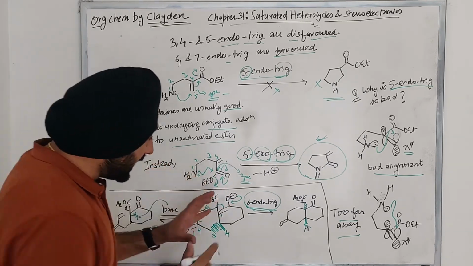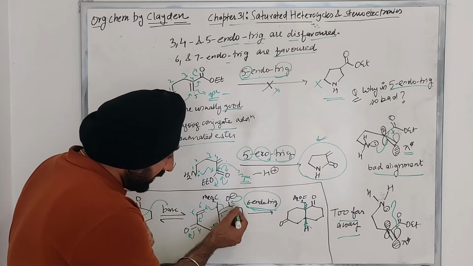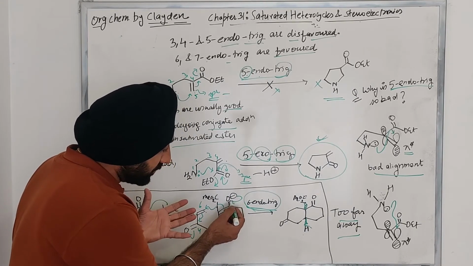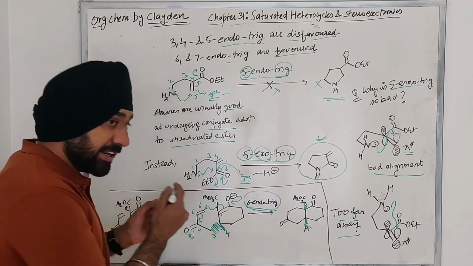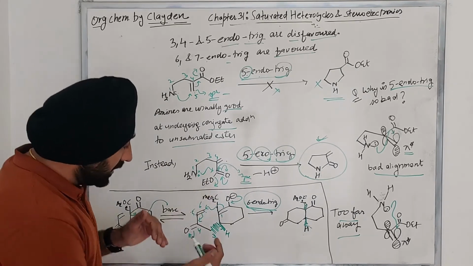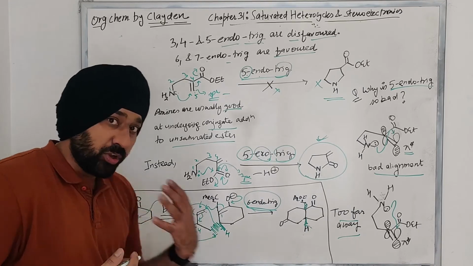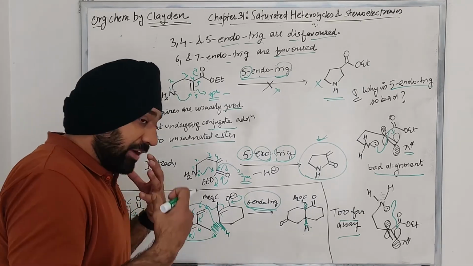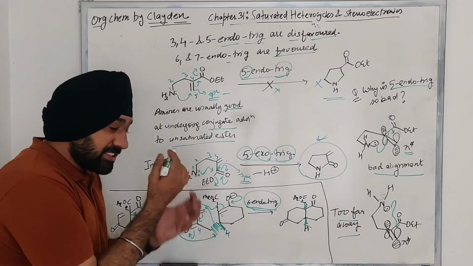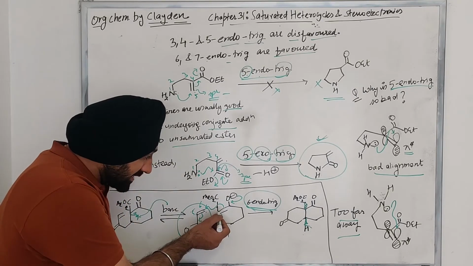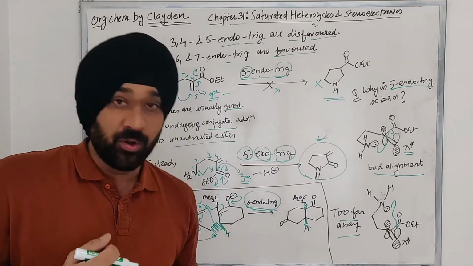Now, you can see what is happening: this carbon, once this negative charge from oxygen comes back, is the one attacking the chain in a conjugate manner. And this entire chain is going behind the plane. If this is going behind the plane, there is no option that this carbon has to attack this chain from below the plane.